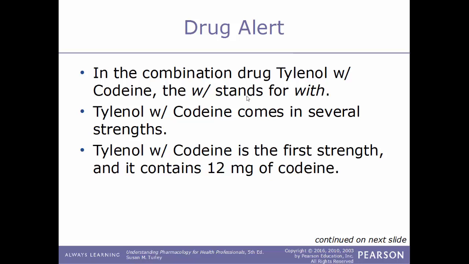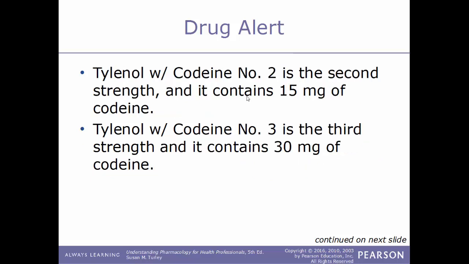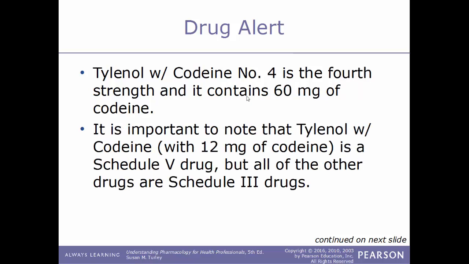And it comes in several different strengths. Now, Tylenol with codeine is the first strength and contains 12 milligrams of codeine. Tylenol with codeine number 2 is a little bit stronger. It has 15 milligrams of codeine. Tylenol with codeine number 3 is stronger still. It has 30 milligrams of codeine. And Tylenol with codeine number 4 is the strongest of the 4 types and has 60 milligrams of codeine.